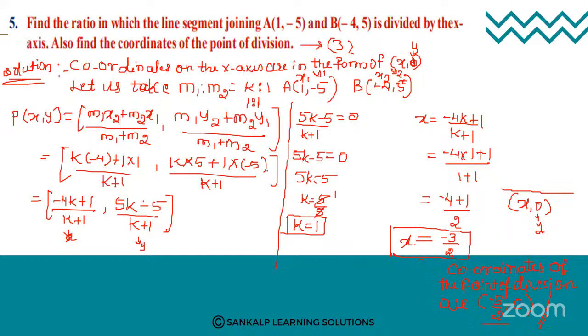Remember, very, very important. The only thing is, first we have to take it as dividing in the ratio k is to 1. Next, we'll equate this y value with 0. Then we'll find out the value of k. Next, substitute the value of k into the x value. Then we'll get the value of x. So finally, we got x0, the x value is minus 3 by 2, 0.